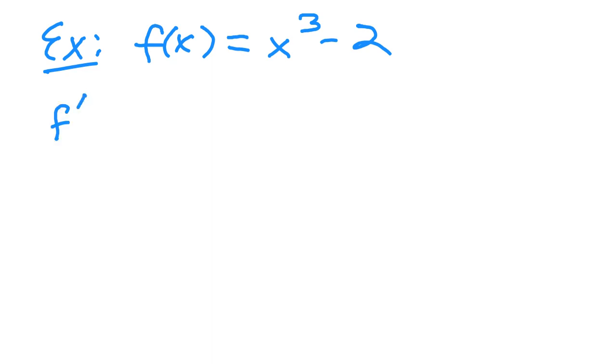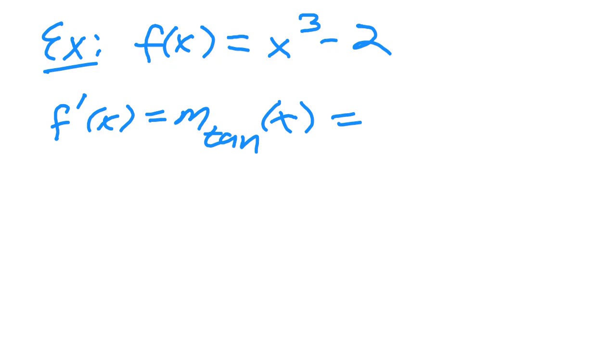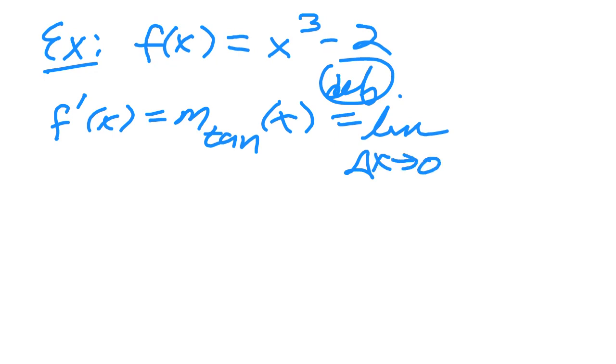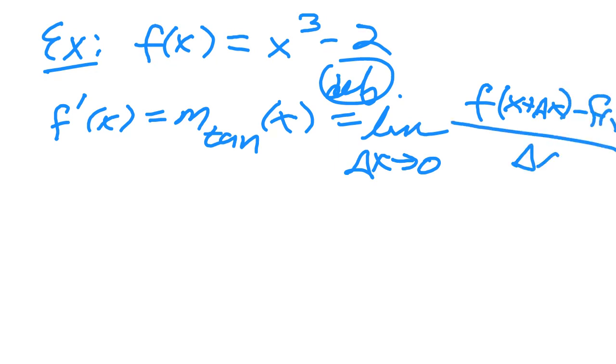Let's say we've got f of x equals x cubed minus 2. So f prime at x is the same as the slope of the tangent line at any point x, right? But by definition, this is the definition of derivative, it's the limit as delta x goes to 0 of the difference quotient, which is f of x plus delta x minus f of x all over delta x. So this is the formula you need to know there.